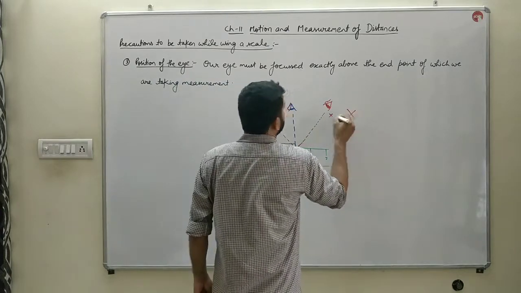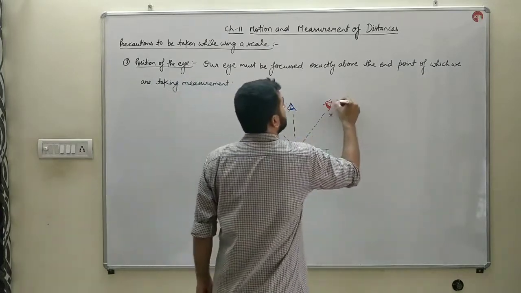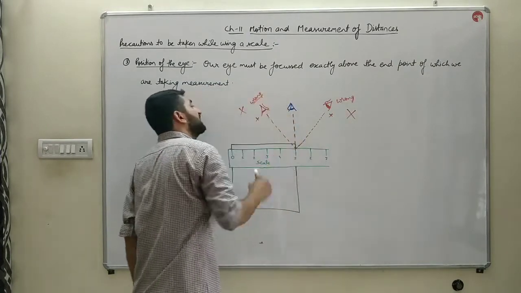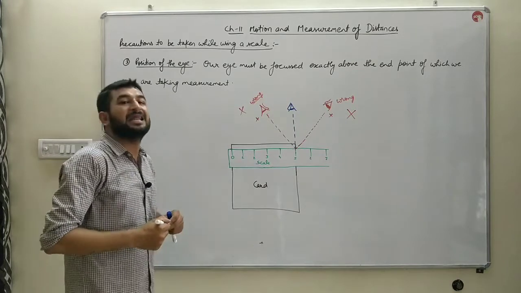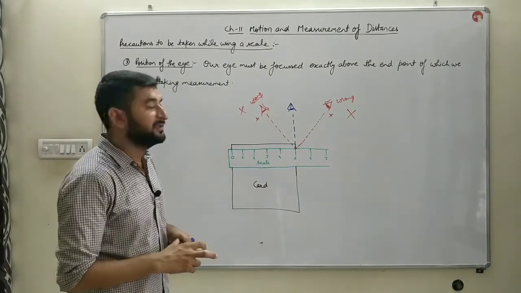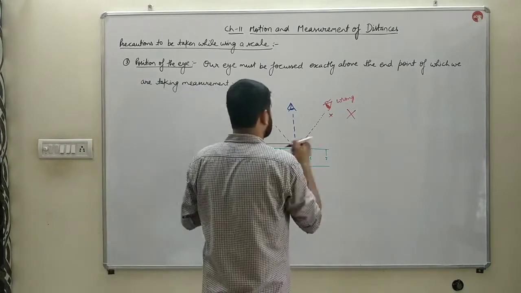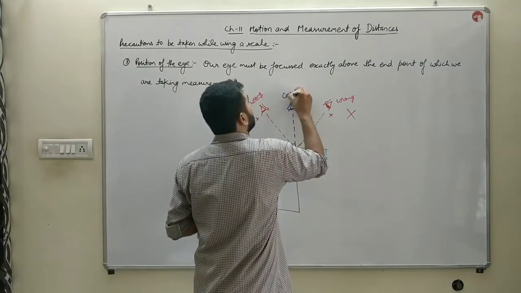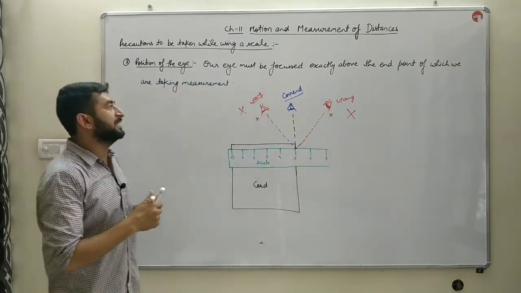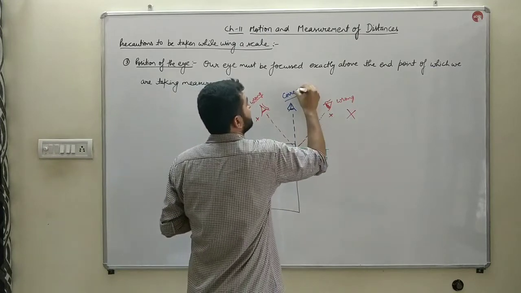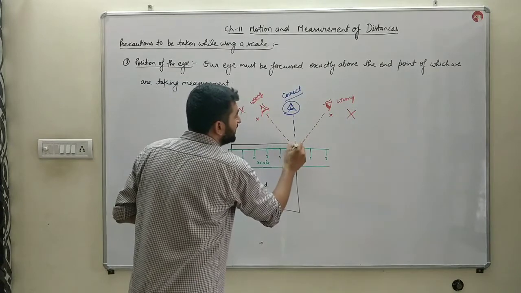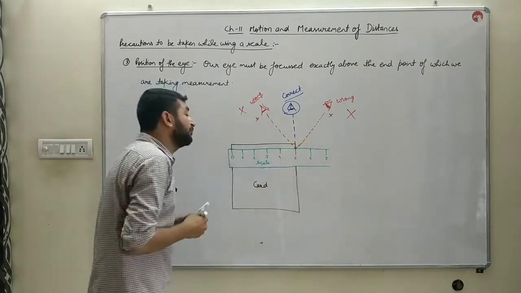These are incorrect positions. These are wrong. As in these cases, the person can make an error while measuring the distance. But the correct position is just above the final end, the final reading. So the position of the eye must be just above the final end point बच्चे.